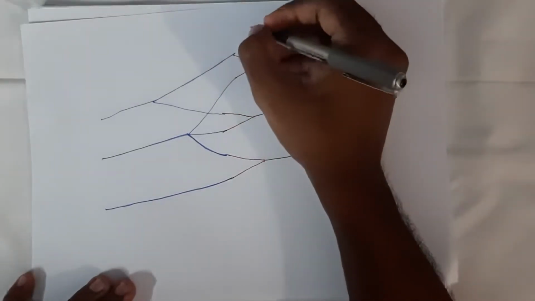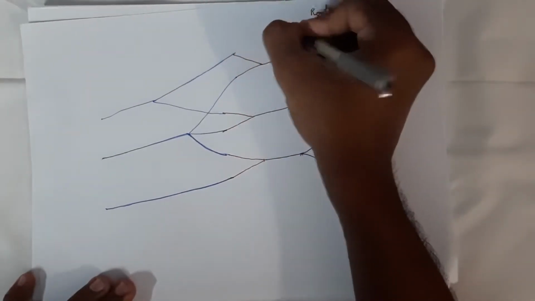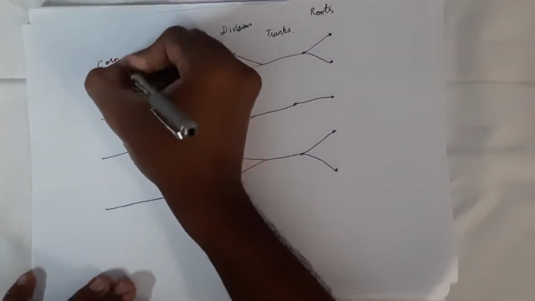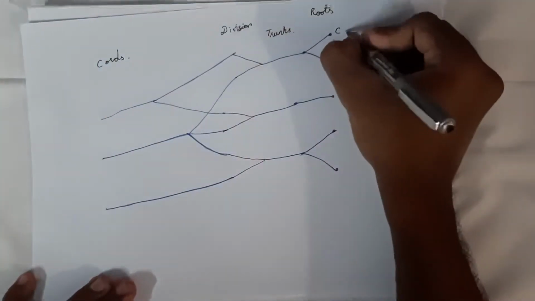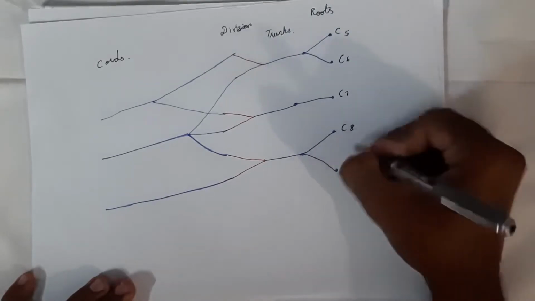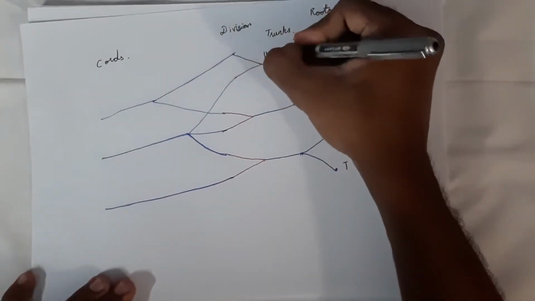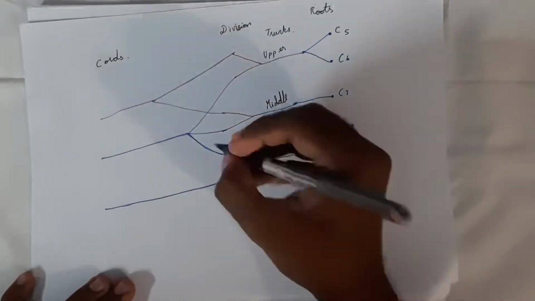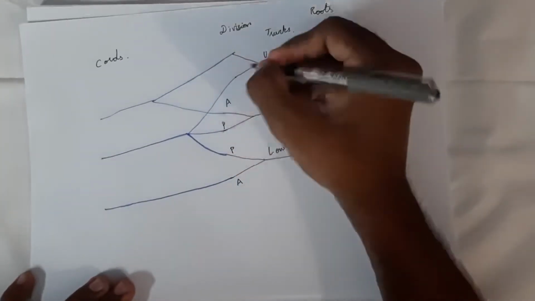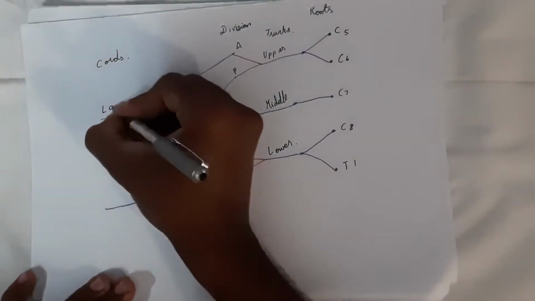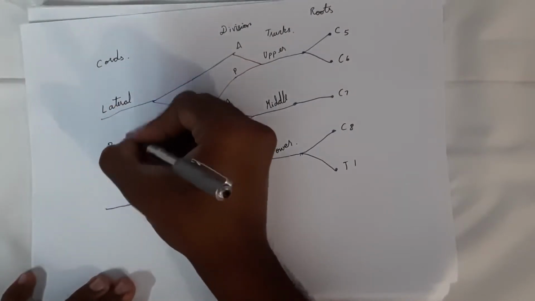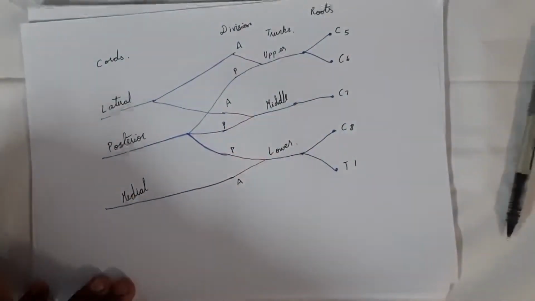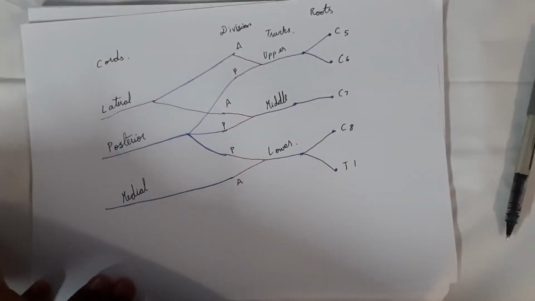And you can start naming them: roots, trunks, divisions, and cords. C5, C6, C7, C8, T1. Upper, middle, and lower. Anterior, posterior, and anterior, posterior for everything. And then you have the lateral cord, posterior cord, and the medial cord. And that's it.